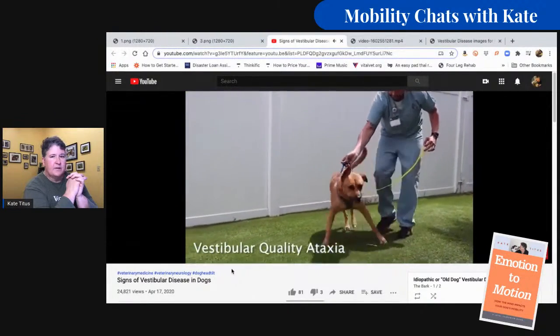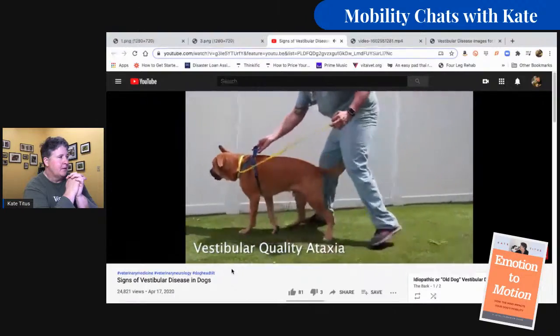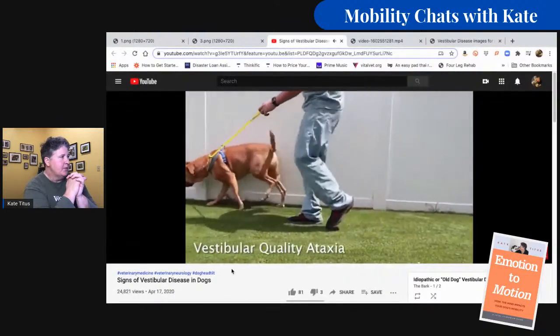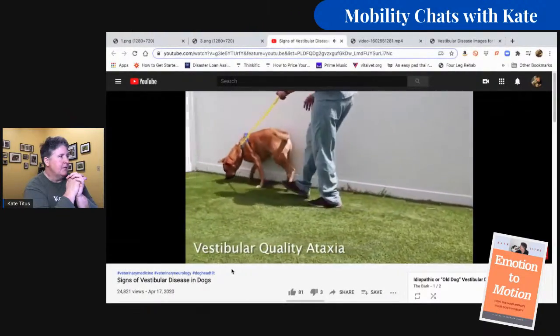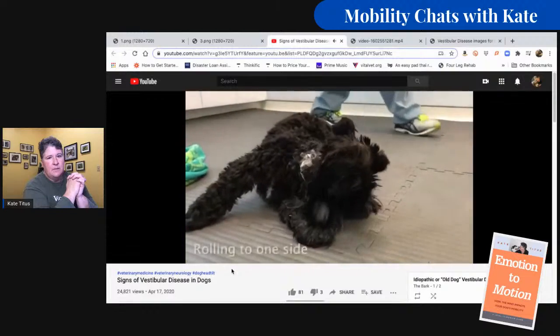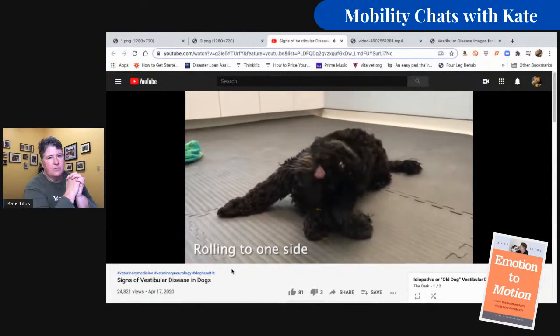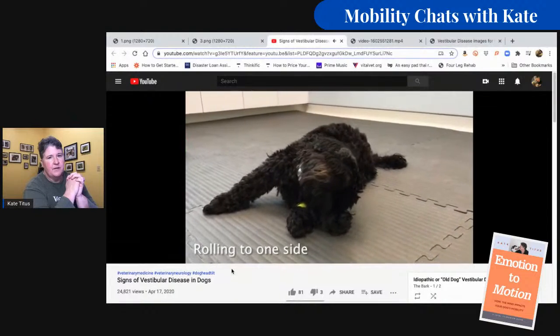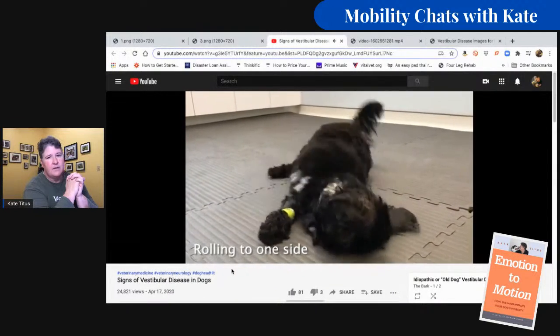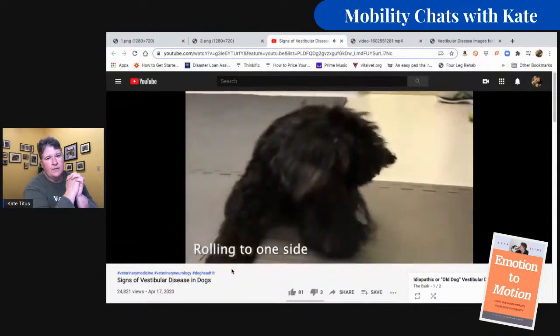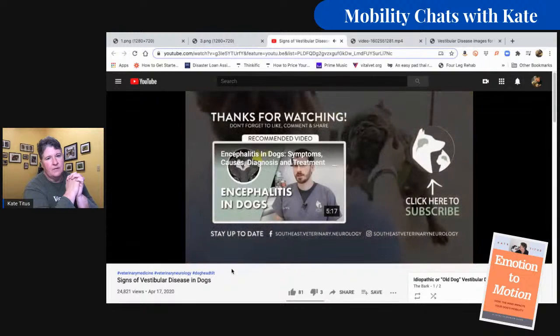This is what we call ataxia. So not quite sure where everything is. He's about to stumble. There we go. He's not quite sure where it is. In serious cases, the dog will tend to roll to one side and not be able to stand. This dog is struggling to figure out where the ground is and where the center is.